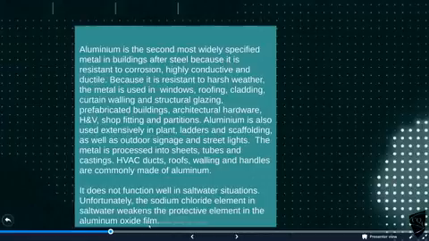Aluminium. Aluminium, we know, is, as it says, the second most widely specified and used metal in the construction industry. It's got a high resistance to corrosion. It actually does corrode, but it forms an oxide protective surface. Most of the aluminium you'd actually see is surface coated.